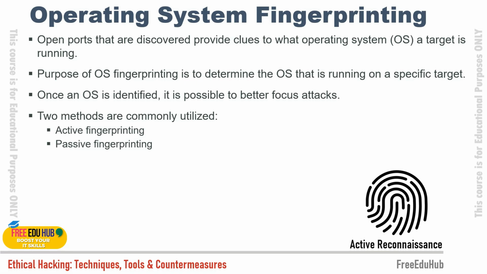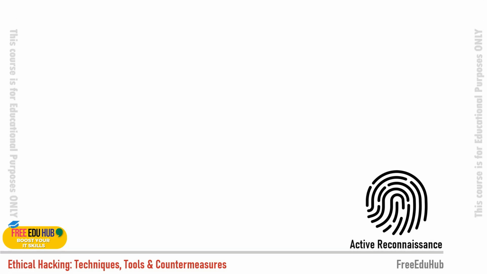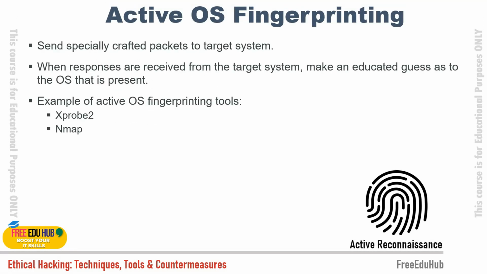Two methods are there. One is active fingerprinting, the other one is passive fingerprinting. If you talk about operating system fingerprinting, the tools usually used for that are Xprobe and Nmap. Active fingerprinting sends specially crafted packets to the target system. When a response is received from the target system, it makes an educated guess as to which operating system is being used. Examples are Xprobe 2 and Nmap.